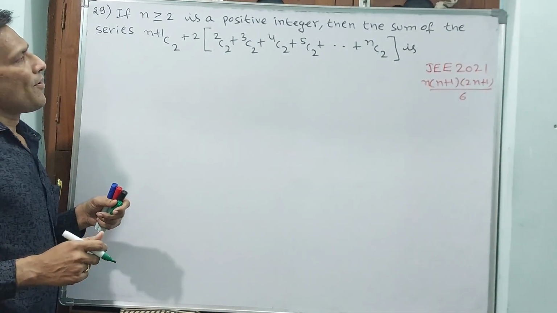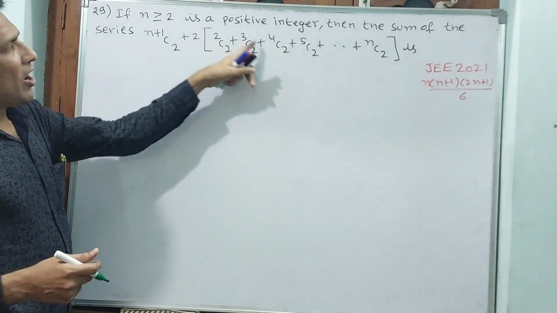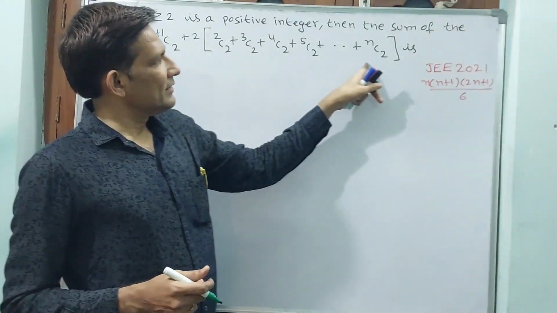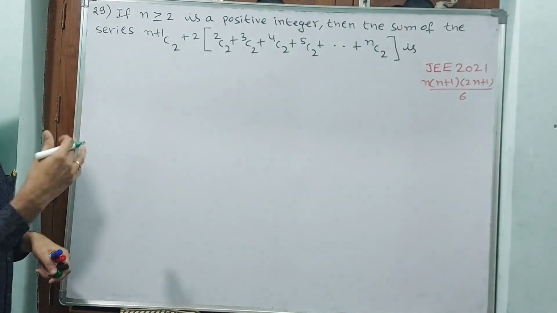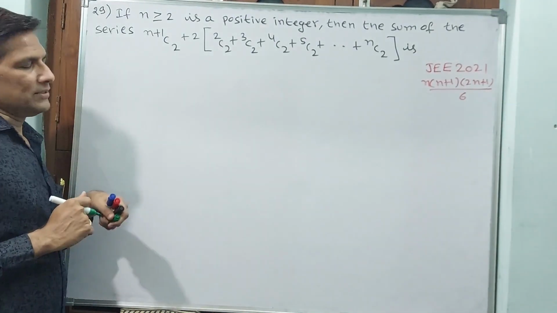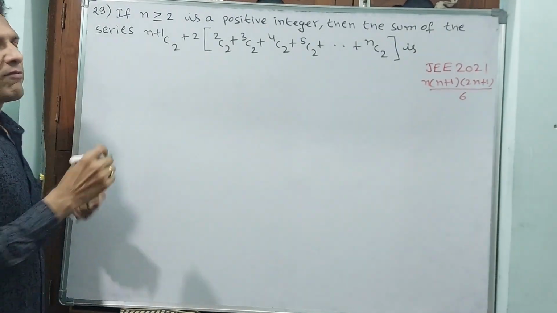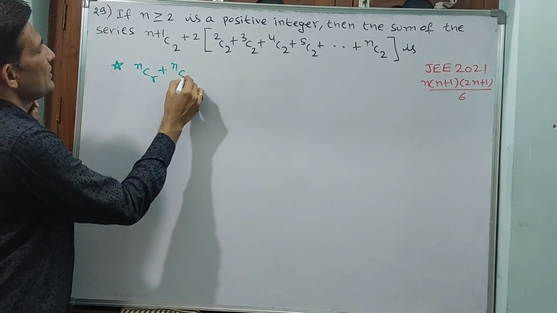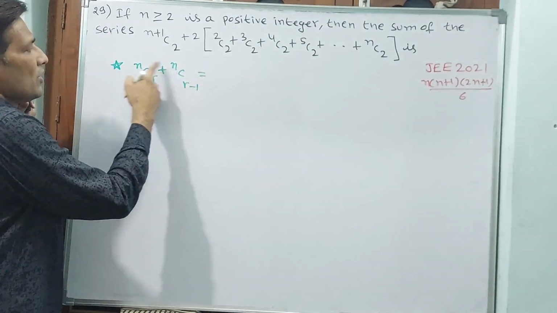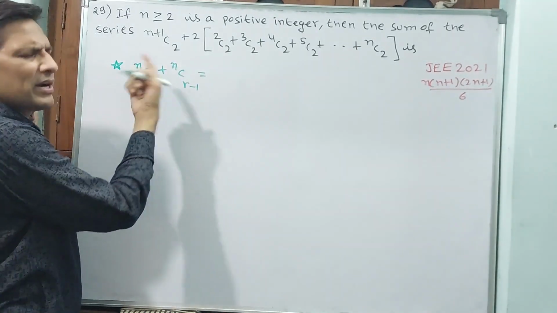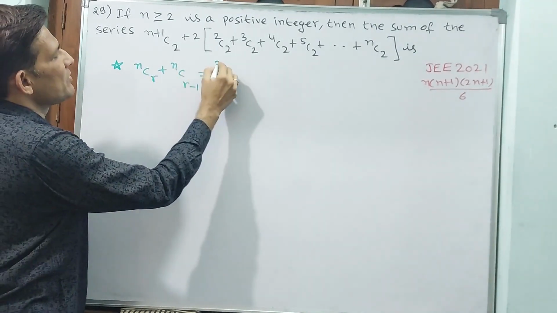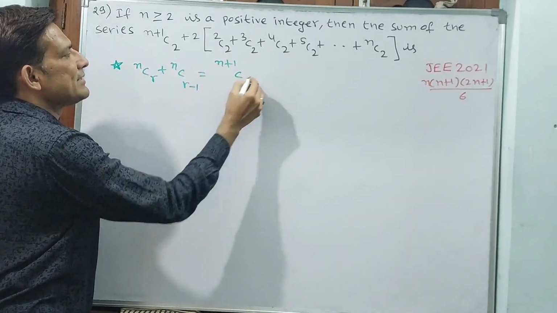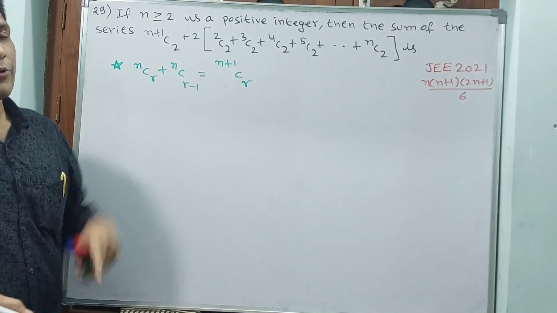Because normally n will be common, like nC1, nC2, nC3, but here r is common. First time we are seeing a question like this. But I want to tell you one formula. nCr + nC(r-1) is equal to (n+1)Cr. The numerator is increased by 1, and the lower number r stays the same. This formula we are going to use here.